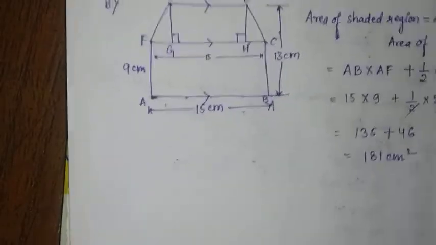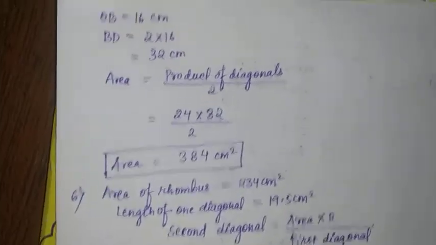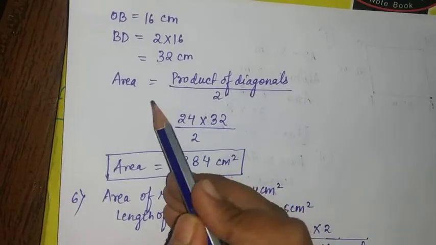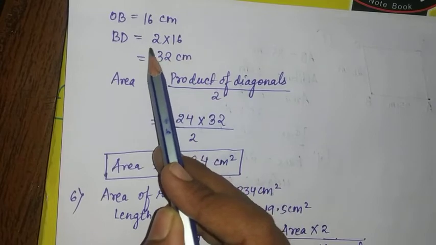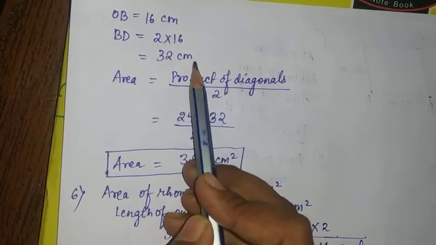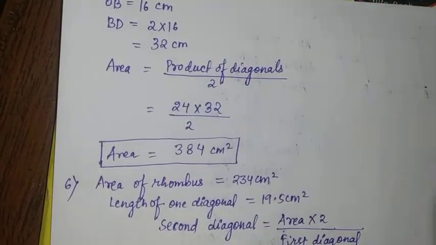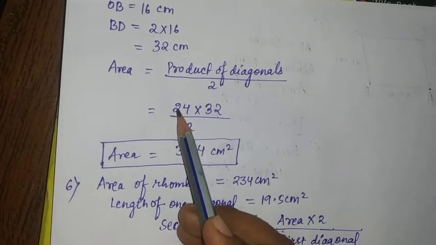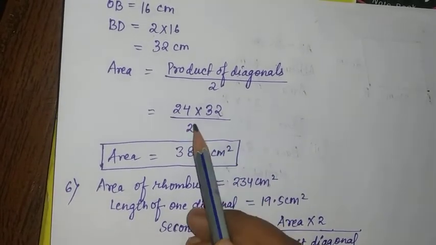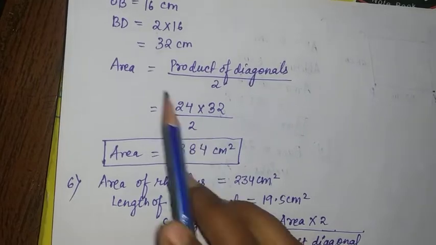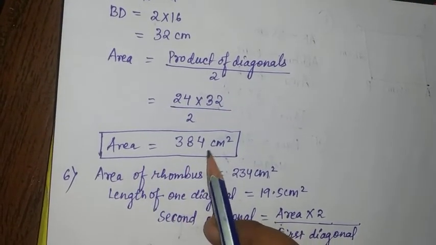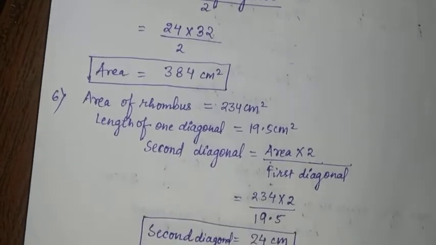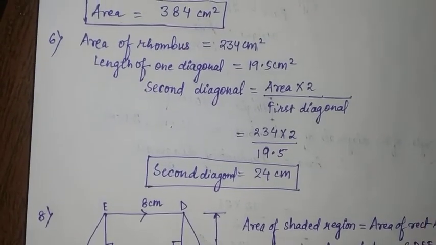Then OB will be equal to 16, and BD, I have already said, the half of the diagonal into 2 will get the full diagonal, that means 32. So you will get two diagonals. First diagonal is 24 and the second one is 32. So just multiply these two numbers and divide by 2, you will get area. So area is equal to 384 centimeter square. This is a very easy question, very simple. And then question number 6.